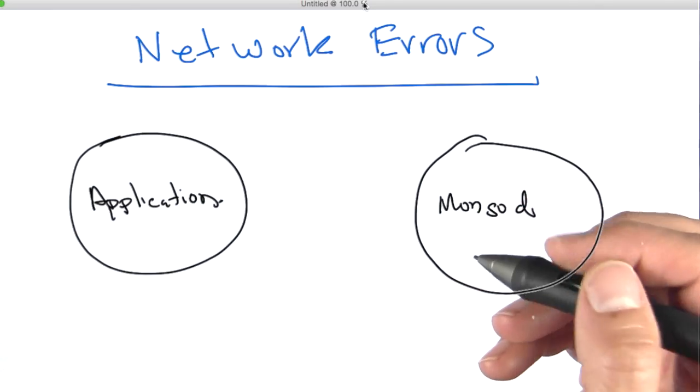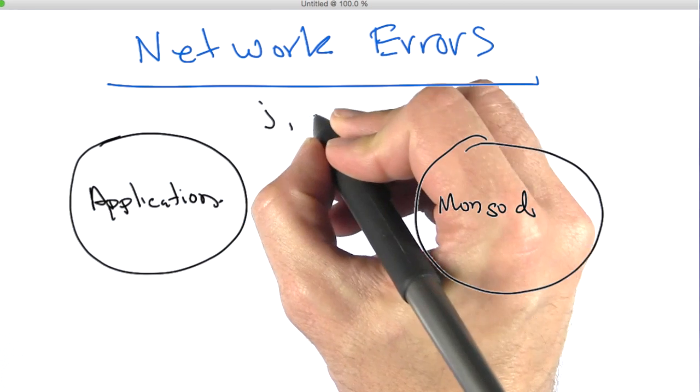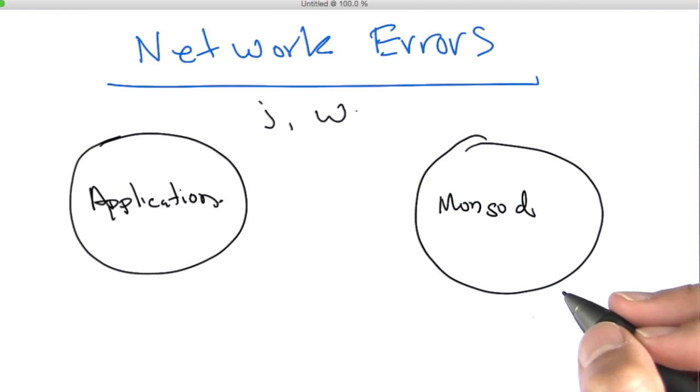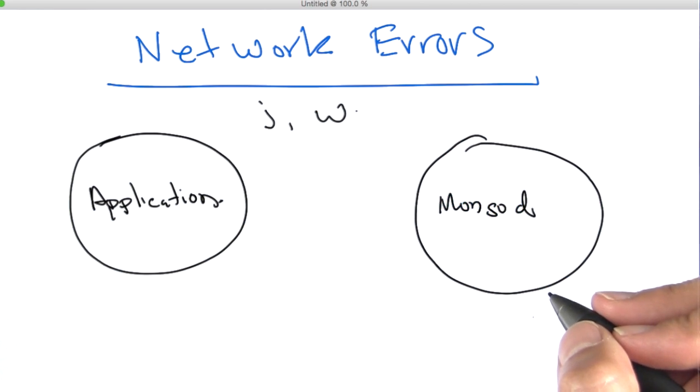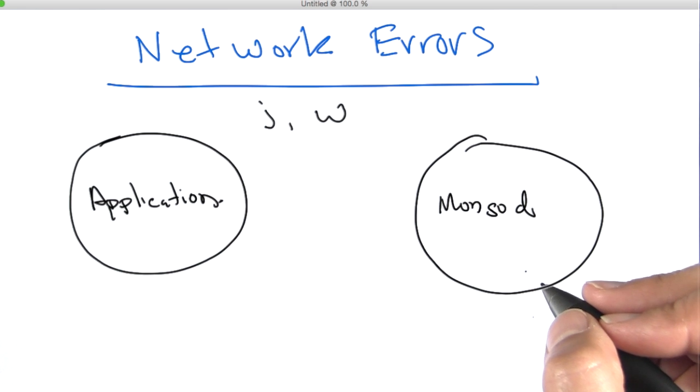All right, now that you understand the way the write concern works and the J value and the W value, you may think that you can write code in a way that is pretty safe and that you'll know always for sure what happened in terms of an update. But unfortunately, it's not quite true. And let me explain to you why.